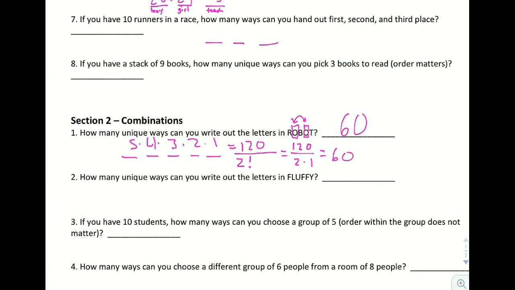Same concept applies here for number 2. You'll notice we have a whole bunch of F's and all the other letters are unique. So go ahead and take a shot at that.